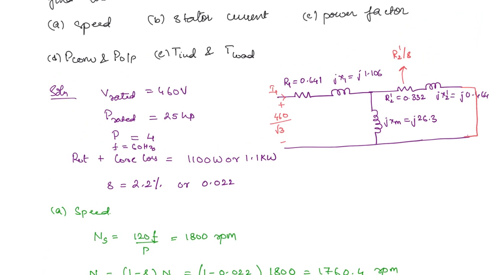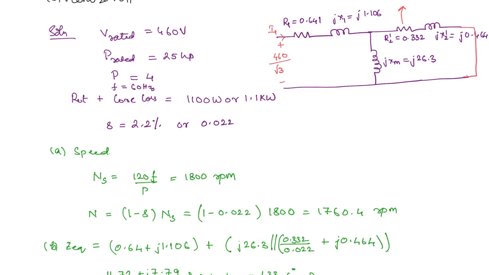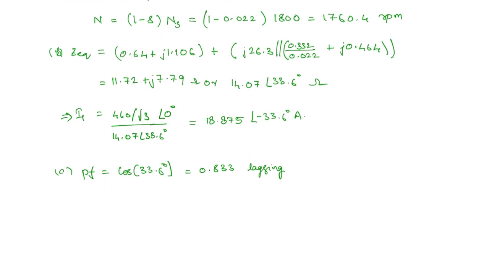Next question. In the next question we have to find out P converted and P output. Now how do we find them? First the converted power. P converted, we can write in terms of the air gap power as 1 minus S into Pg.